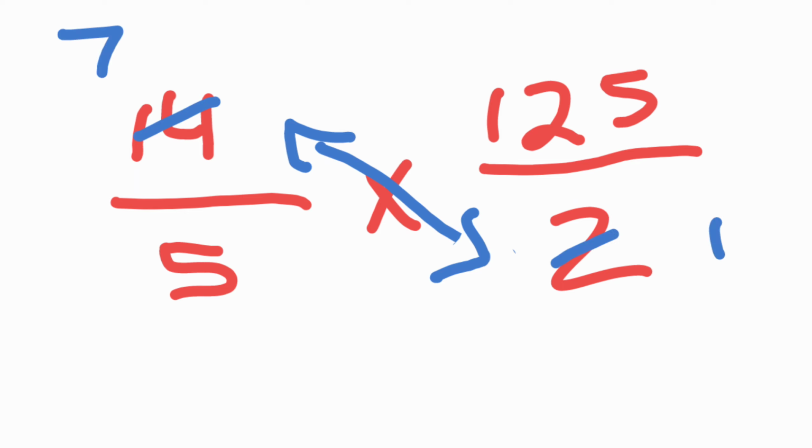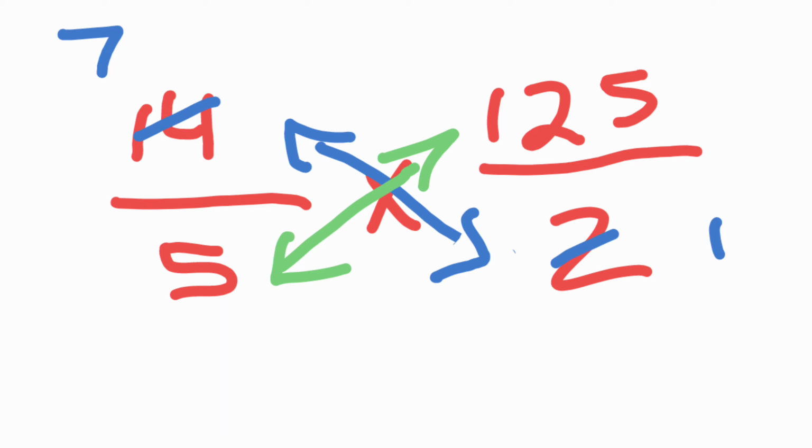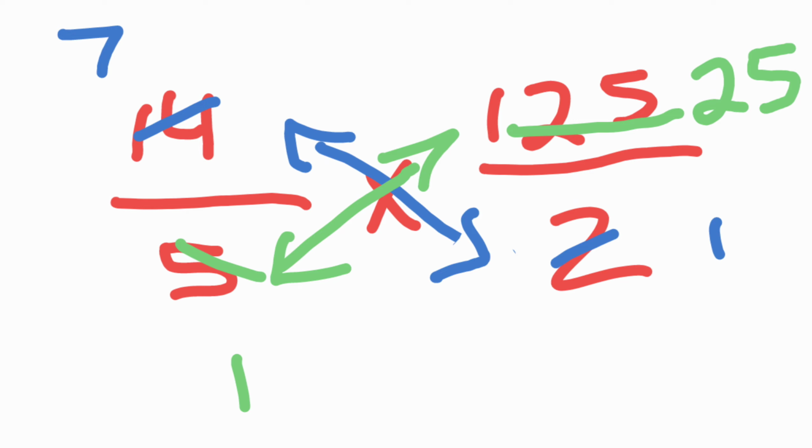So if I were to reduce both of those numbers by 2 or divide them by 2, I would get 7 and 1. Then I need to do the same thing with the other diagonal. So I would look at the 5 and the 125. And so the greatest common factor that goes into both of those numbers is 5. So 5 divided by 5 is 1. 125 divided by 5 is 25. That means that you are left with 7 over 1 times 25 over 1.